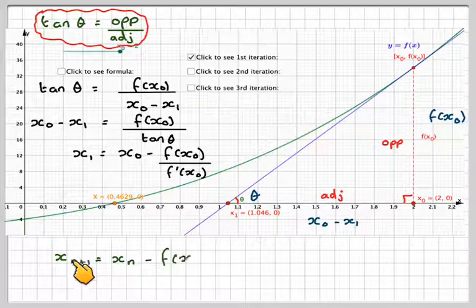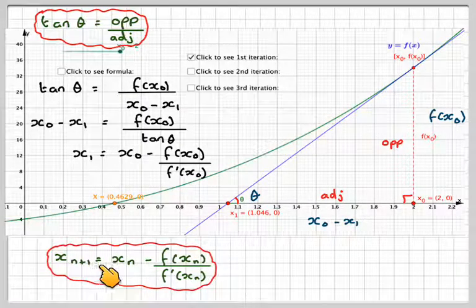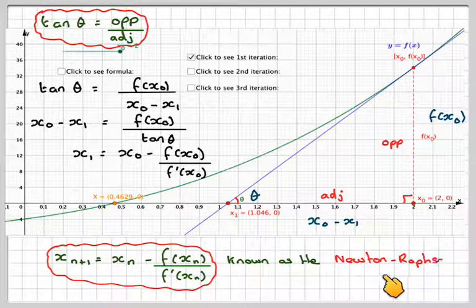So the general formula is x of n plus 1 is equal to x of n minus f of xn divided by f dash of xn. And this is known as the Newton-Raphson method. You should be wary that it does not always work. Sometimes the tangent will diverge, and sometimes it can also lead you to get the answer for the wrong root.